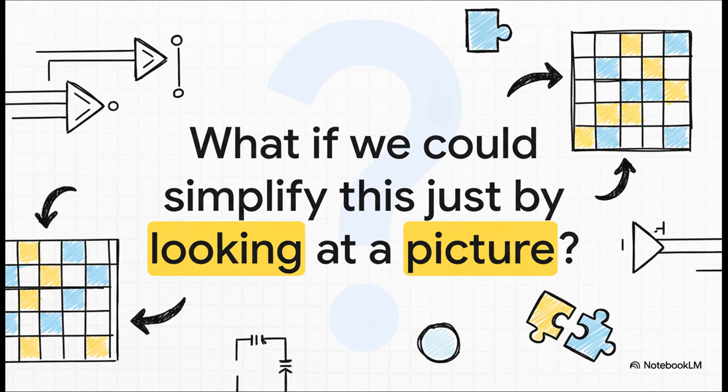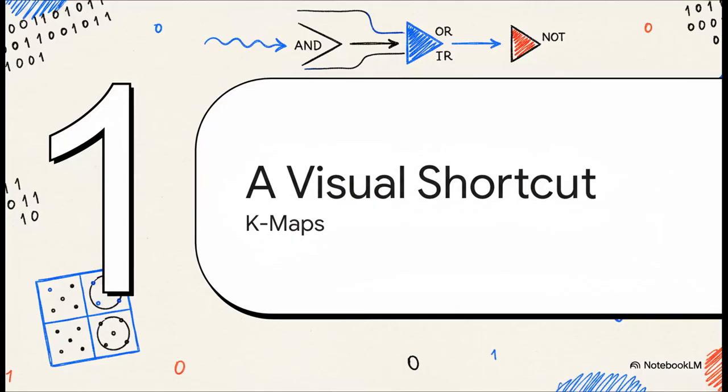So here's the big question. What if we could just get rid of all that complexity? What if we could take that messy line of text and turn it into a simple visual puzzle? One where the answer just kind of pops out at you. And that's where this incredible tool comes into play. We're talking about Karnaugh maps, or as everyone calls them, K-maps. They are the super elegant solution to that big logical mess we were just looking at.